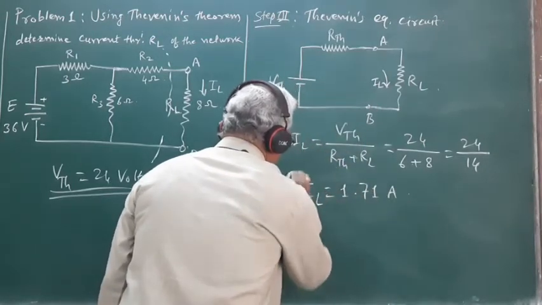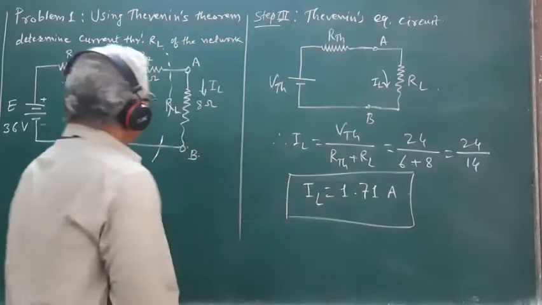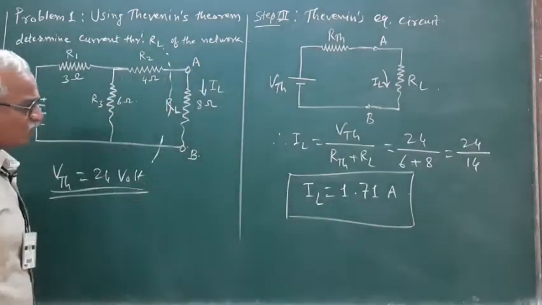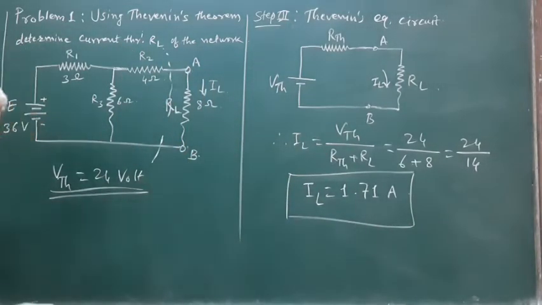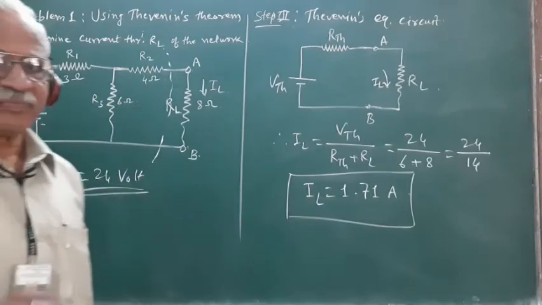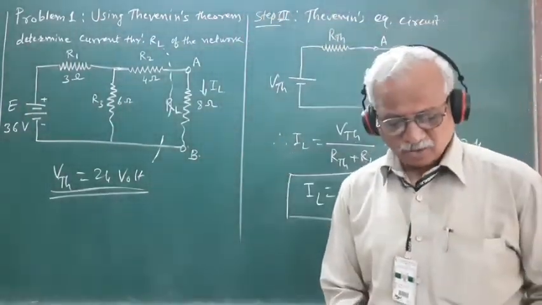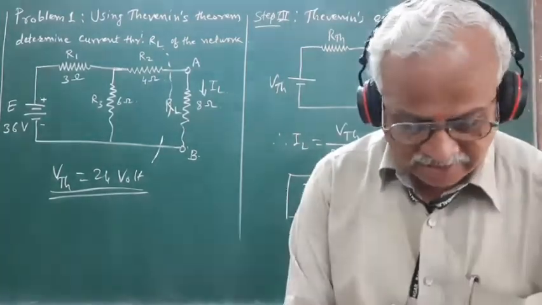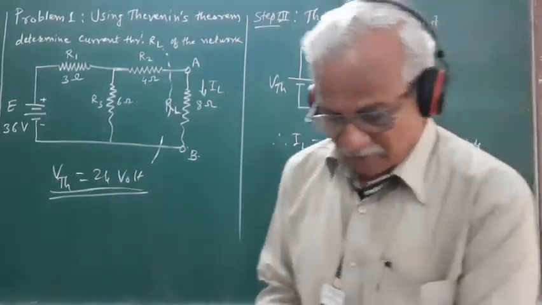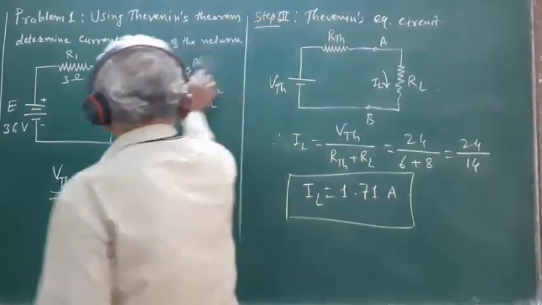So the current flowing to this load resistance RL of the given network works out to be equal to 1.71 ampere. So that is how we can Theveninize the given network and find out the current flowing through the given load resistance RL. So this is the first problem. So let us see the second problem.